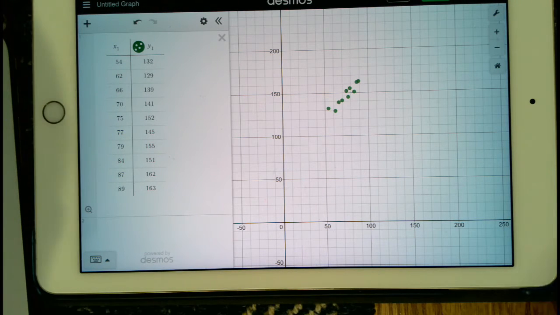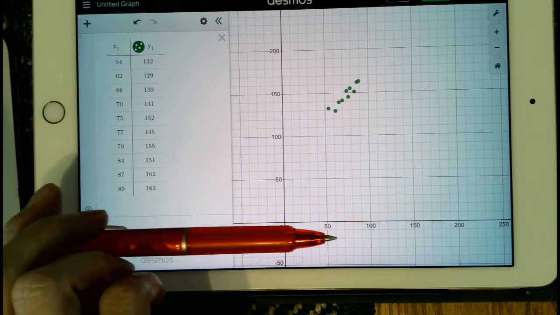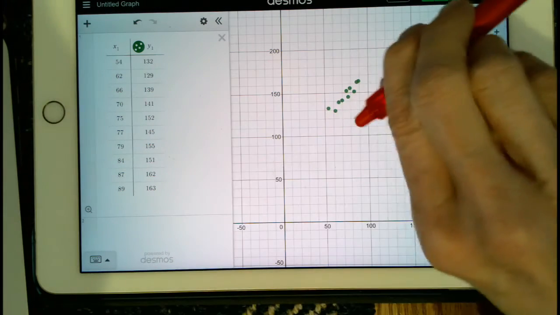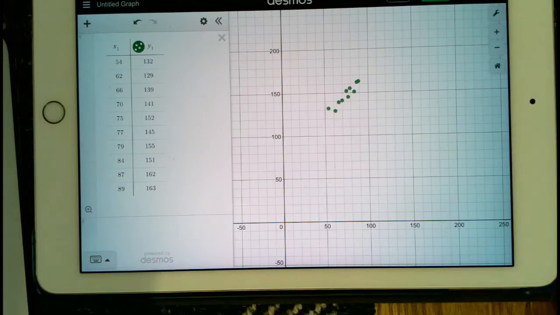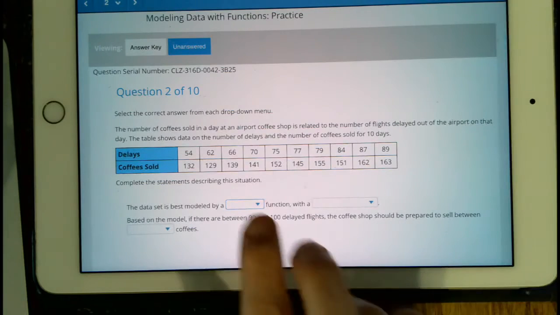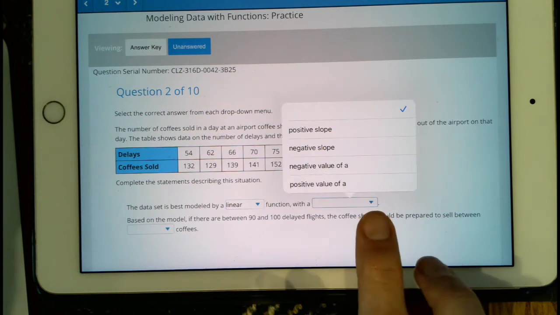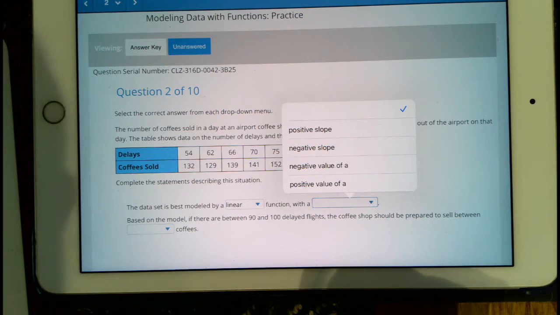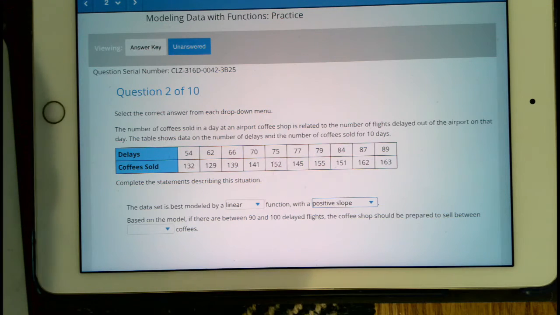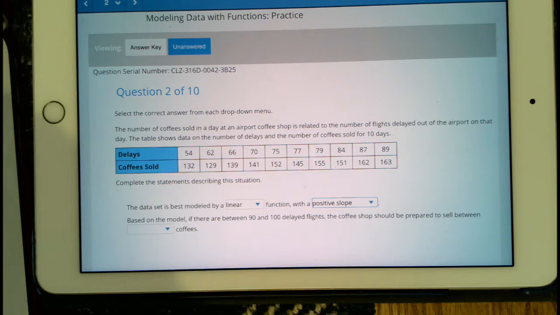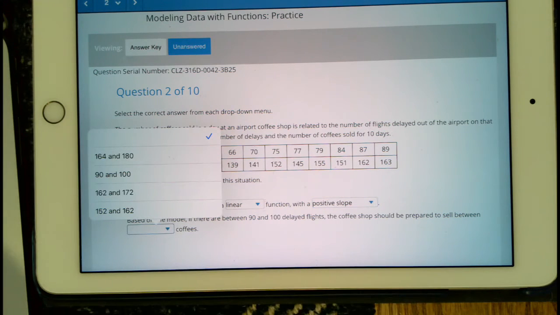And if we look at this, as we come from the left, our graph is going upward, which is going to allow us to answer that next question. By the way, the data is best modeled by a linear with a positive slope. Now it says, based on the model, if there are between 90 and 100 delayed flights, the coffee shop should be prepared to sell between those amounts of coffee. So we've got to figure that out.